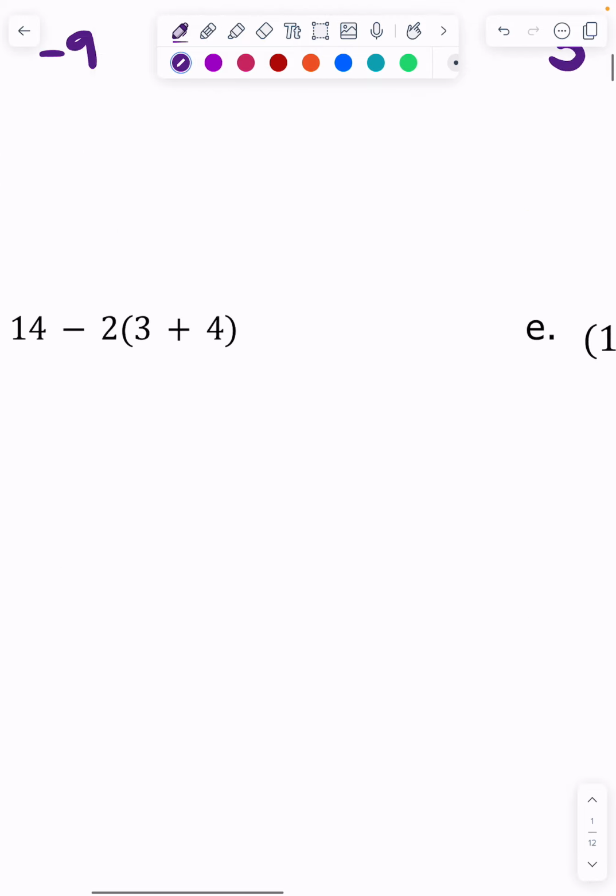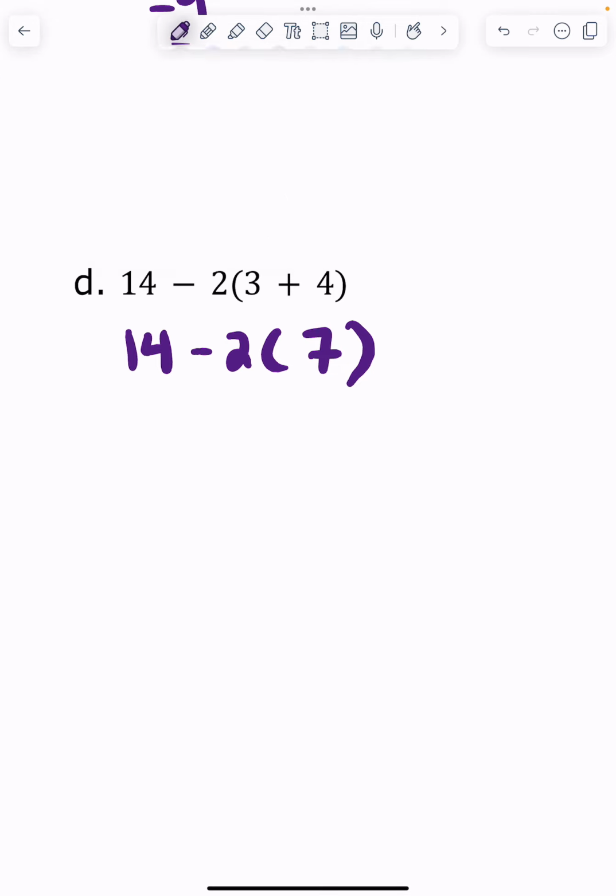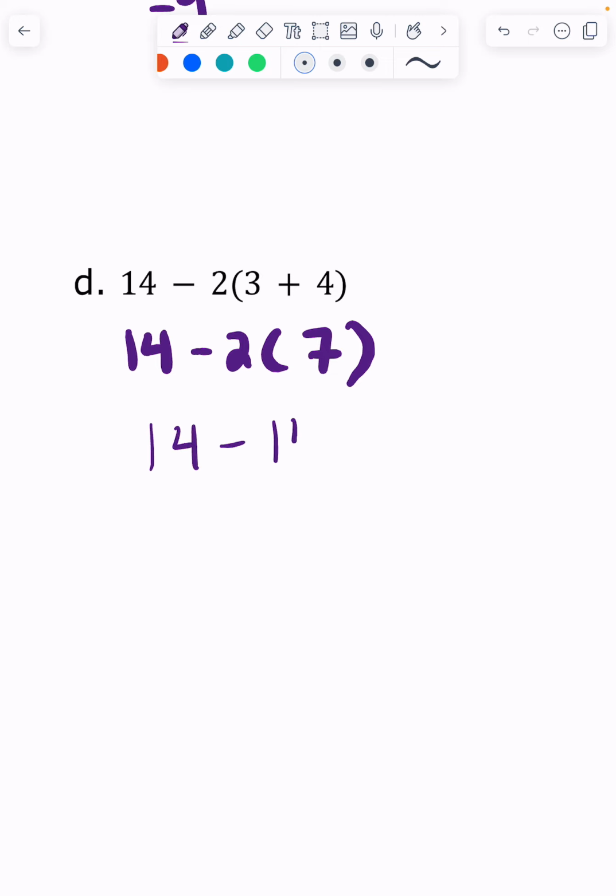All right, D. So parentheses, there's nothing tricky about that. We just want to make sure that we do those first. We have 14 minus 2, parentheses 3, plus 4, close parentheses. 3 plus 4 is 7, so I'm going to go ahead and put that in here. And that pen's a little thick, so let me see if I can go with a thinner one. And now I want to do multiplication first, so we get 14 minus 14, that's better, which is 0.